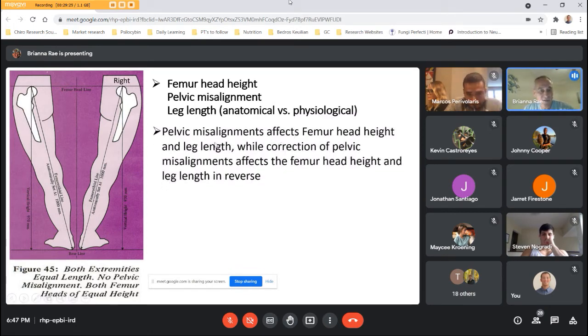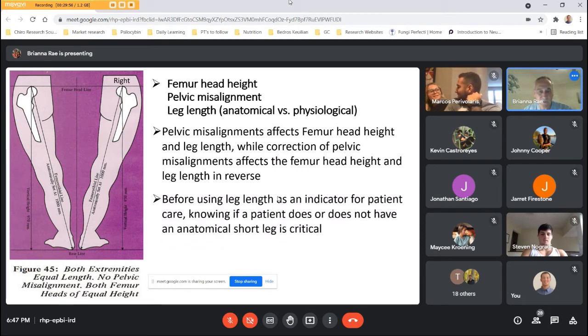The one thing that the physical therapists don't even consider is that pelvic misalignments affect femur head height and also the leg length, just like we were talking about on the skeleton. And then correction of the pelvic misalignments affects the femur head height and the leg length in reverse. And that's how we are figuring out the AD, the actual deficiency, after pelvic misalignment correction.